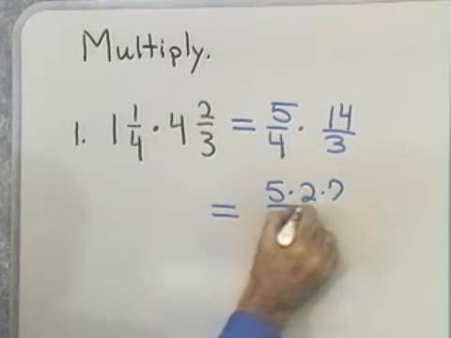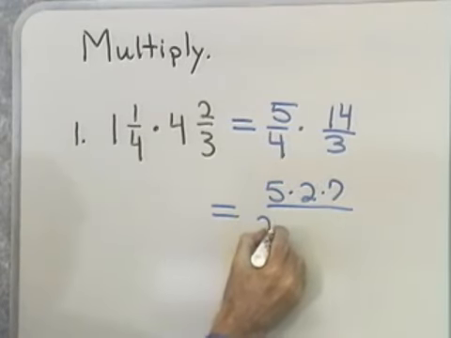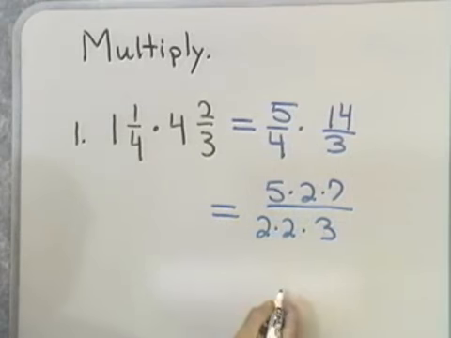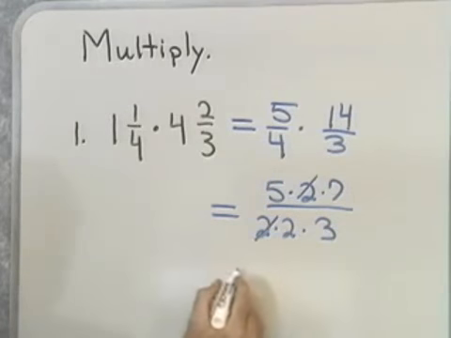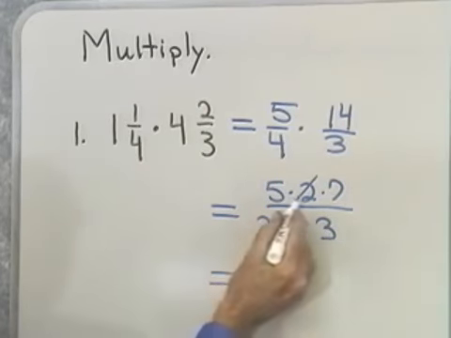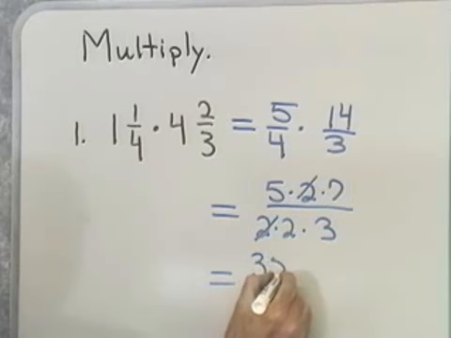14 is 2 times 7. 4 is 2 times 2. Now I divide out factors that are common to the numerator and denominator, and I end up with 5 times 7 is 35 divided by 6.